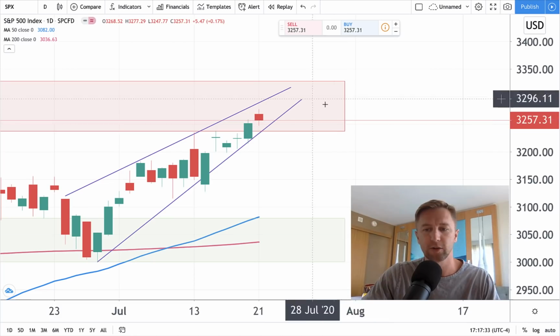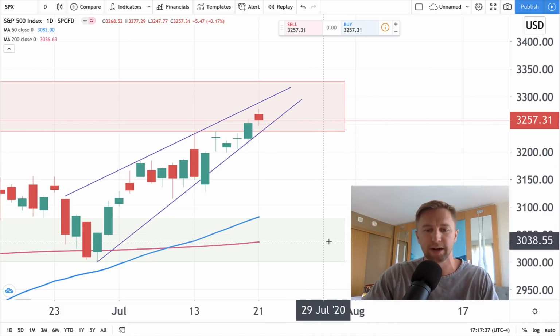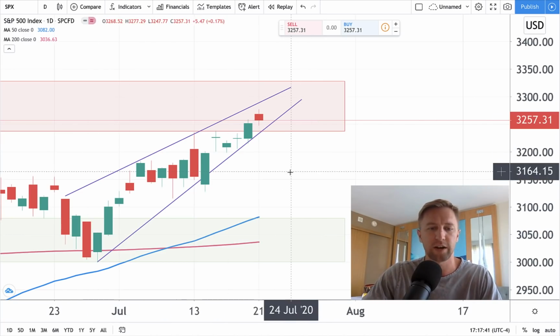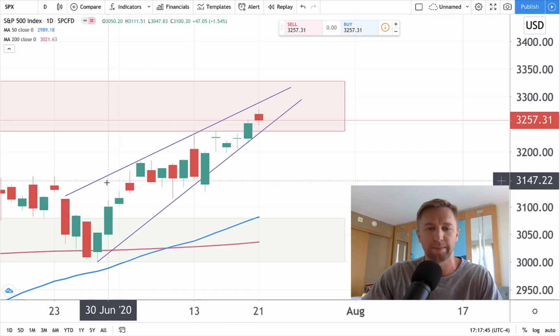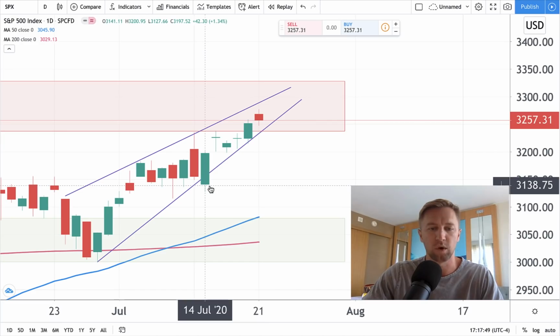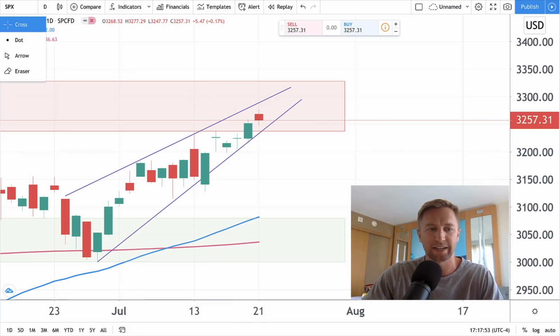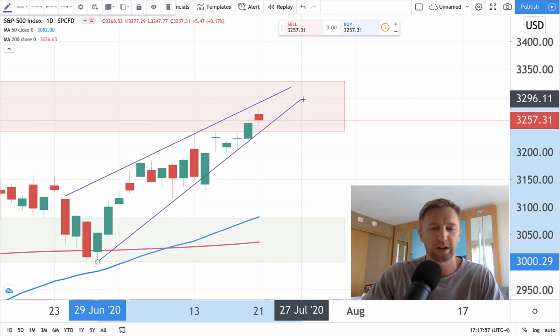This red rectangle right here we've been calling the bear's camp. That is an area of resistance. This green rectangle down here is an area of support. These purple lines are a rising wedge pattern that I drew out quite some time ago, and I've been following along with it. It did gap down underneath it once and then moved back up. So I just kept the wedge, but you can technically make it more of a channel if you prefer, or you can just keep it as a wedge, whatever you prefer.